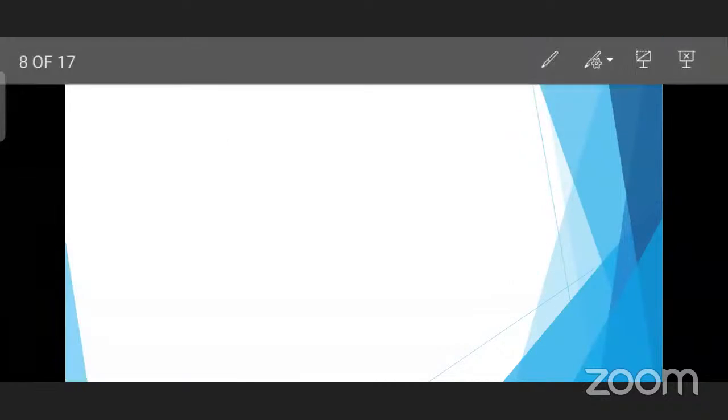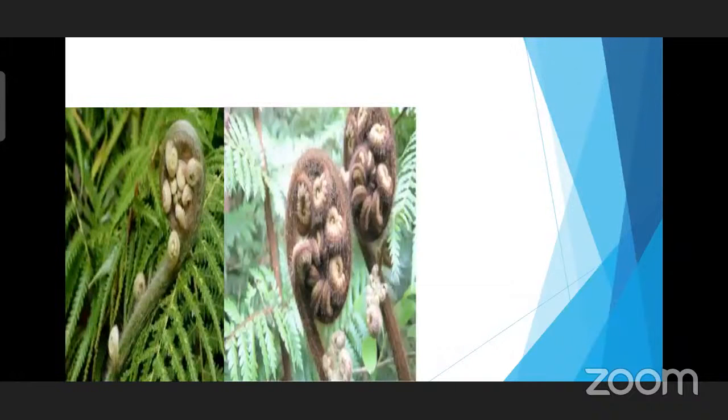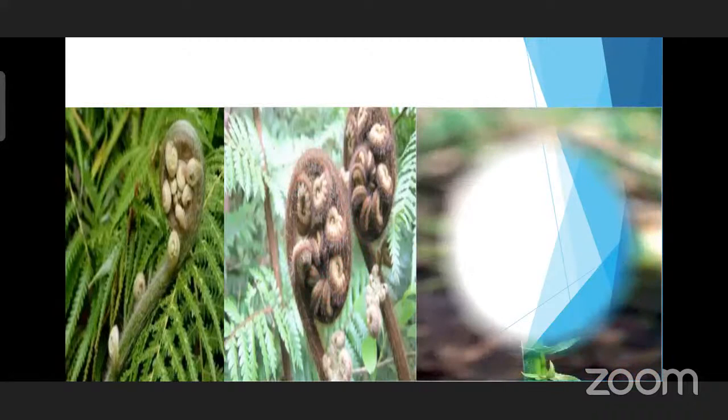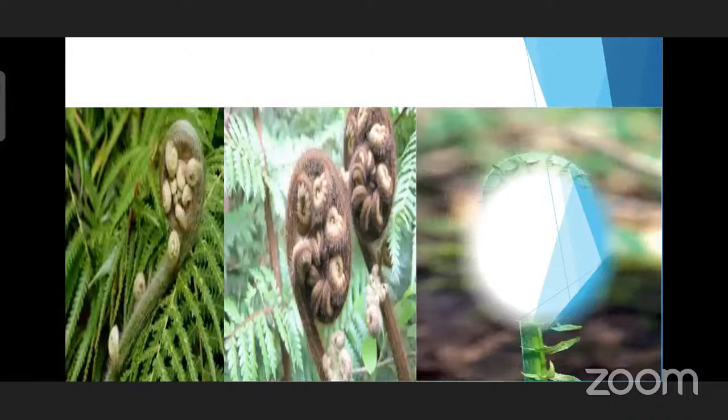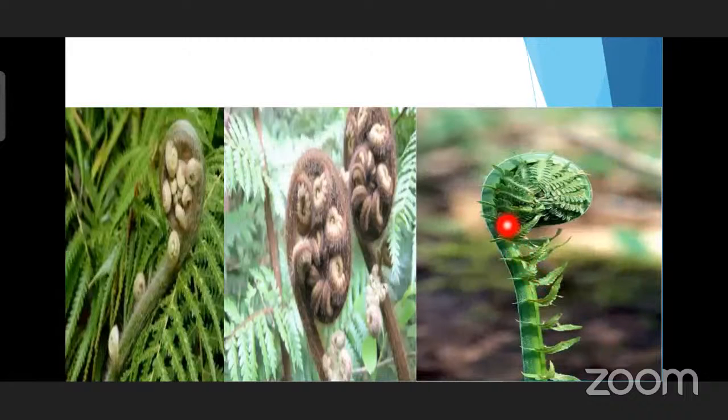You can see here how the frond is going to get uncurled. In this picture you have seen it is tightly curled. Slowly it is uncurling, opening up. How is it opening? You can see here. In this manner, when it is getting open, you can see the frond.